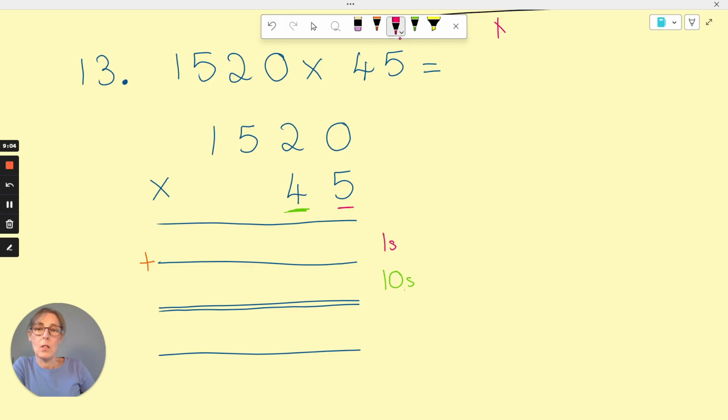All right, so let's do the pink first, the ones. 5 multiplied by 0 is 0. 5 lots of no cake, 5 lots of no oranges, 5 lots of no melons, we don't have any. If there were 5 of you in a room and there's no melon, you don't get any.